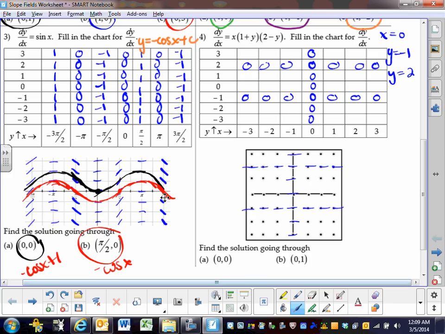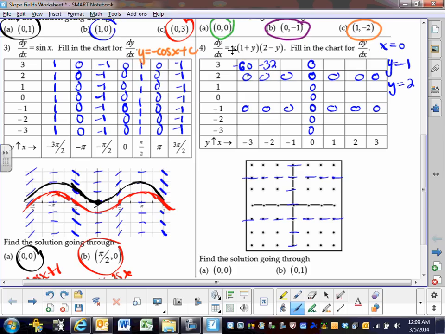Okay, so then we're going to substitute in, if x is negative 3 and y is 3, we'll have negative 3 times 4, which is negative 12, times 5, which is actually positive. So negative 12 times 5 would be negative 60. So if we substitute negative 2 in, we get negative 2 times 4, which is negative 8. Negative 8 times 4 is negative 32. If we substitute negative 1 in for x, we get negative 1 times 4.